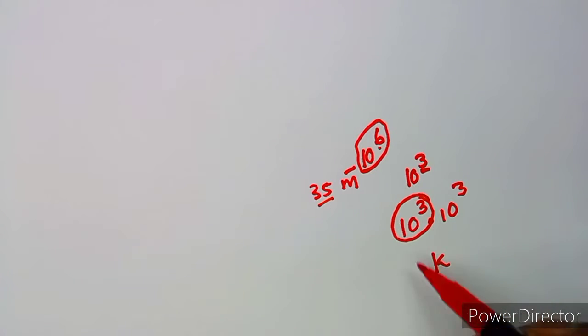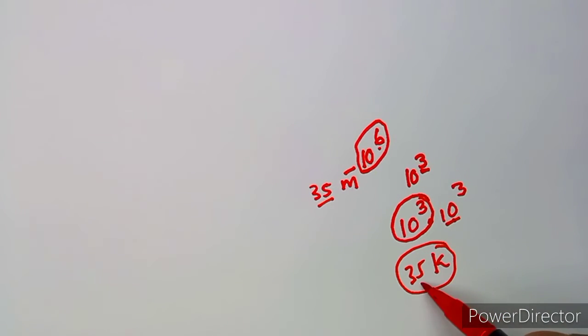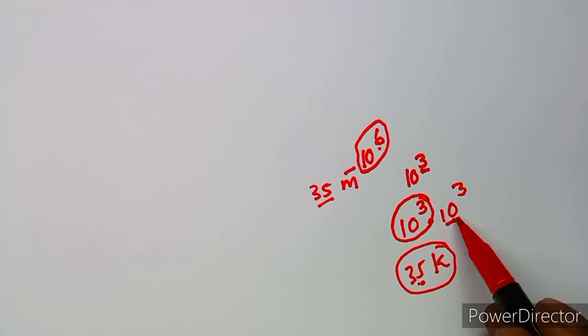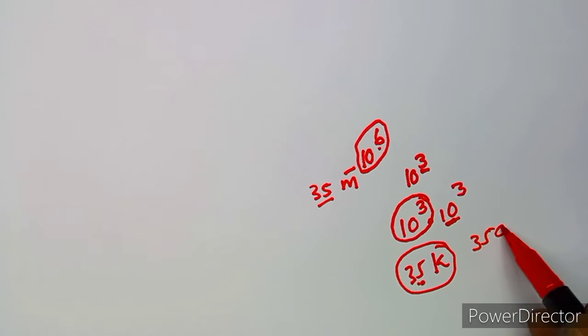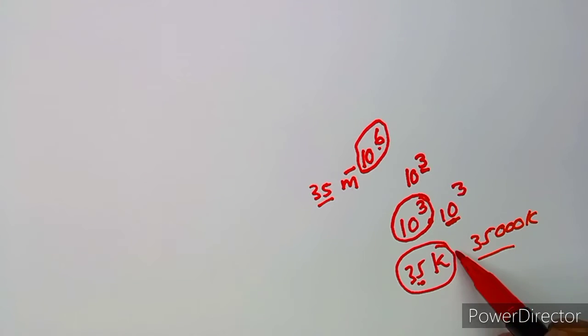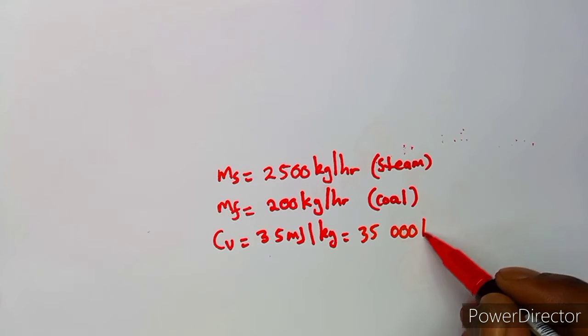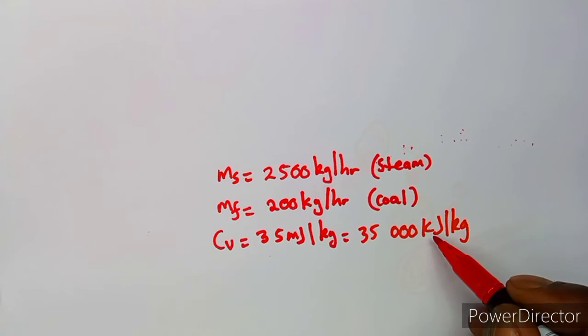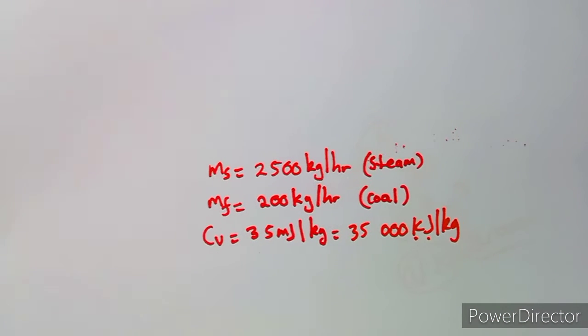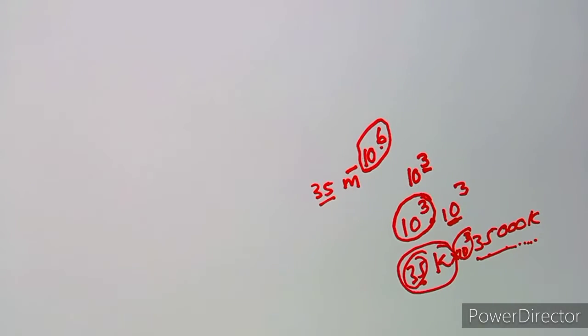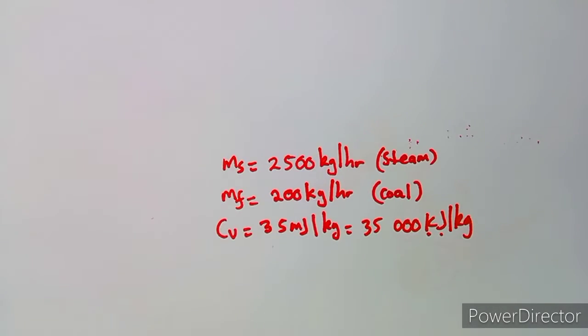So that is 35 kilo. Now you multiply the 1000 by the 35. So it's 35 times 1000, which is 35,000, times 10 to the exponent of 3 for kilo. So that's 35,000 kilojoules per kg. This must be in kilojoules, not megajoules. So these are some of the things that you must be very careful with when you're answering.